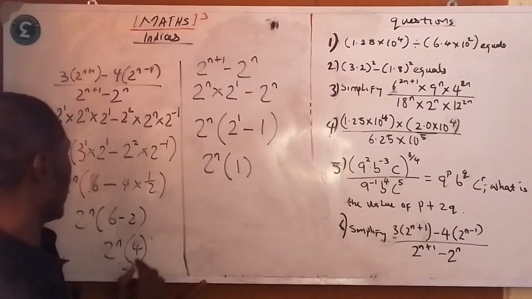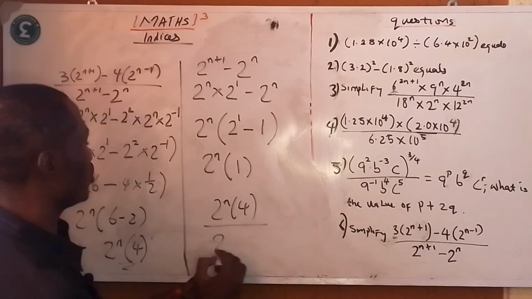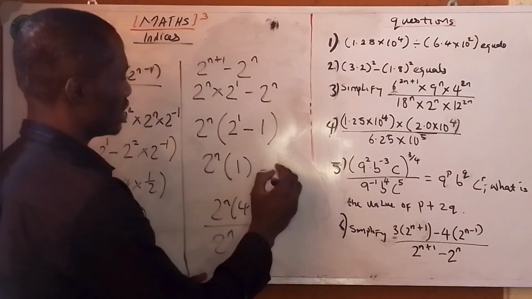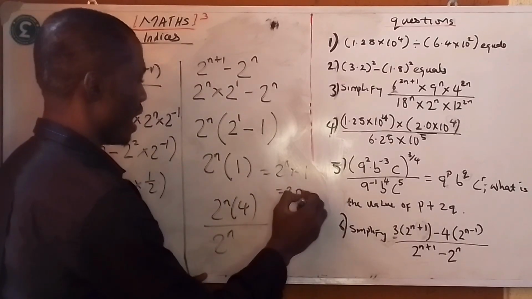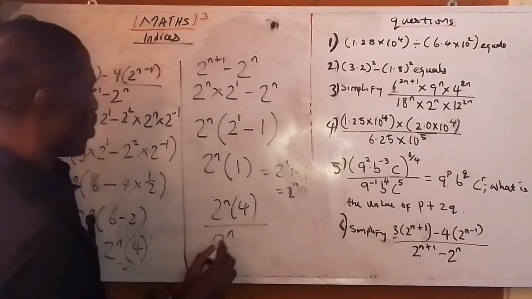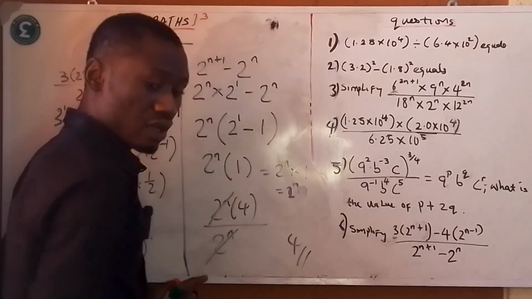Now we have this value, 2 raised to the power of n times 4, divided by 2 raised to the power of n. Actually, let's simplify this. This is like 2 raised to the power of n times 1, which is still equal to 2 raised to the power of n. So this will cancel out this, and then the final answer is 4.